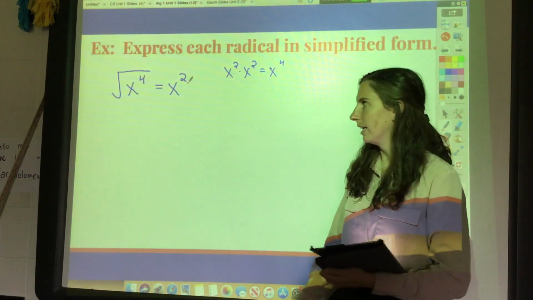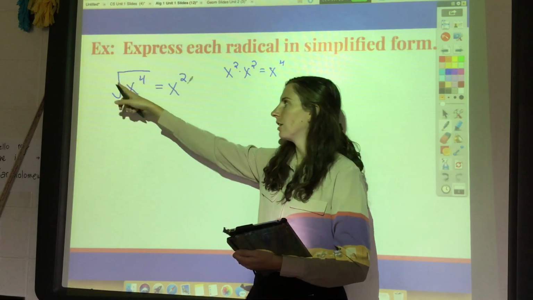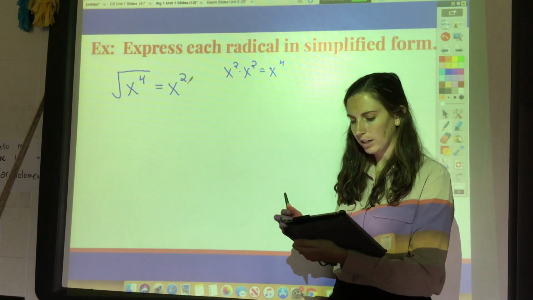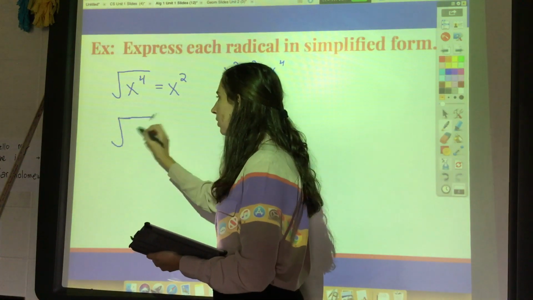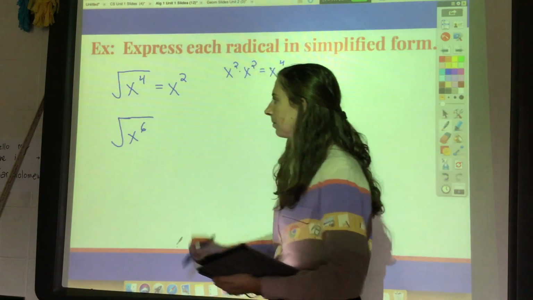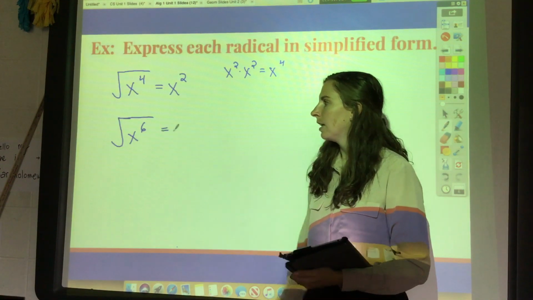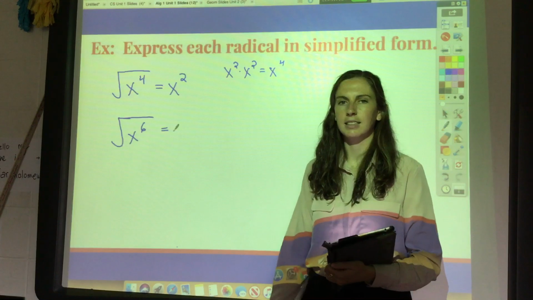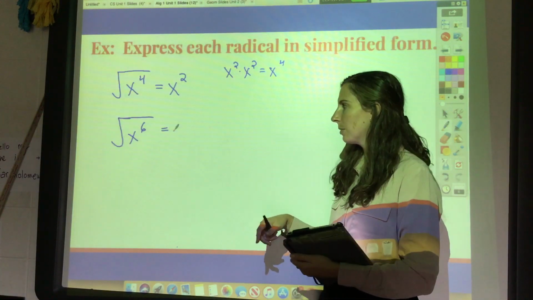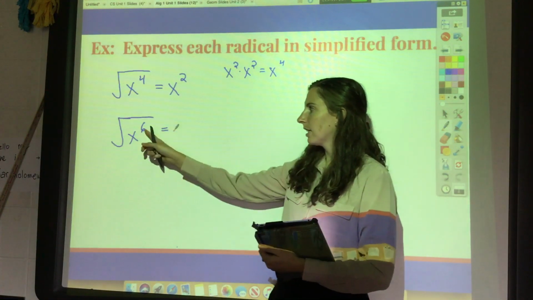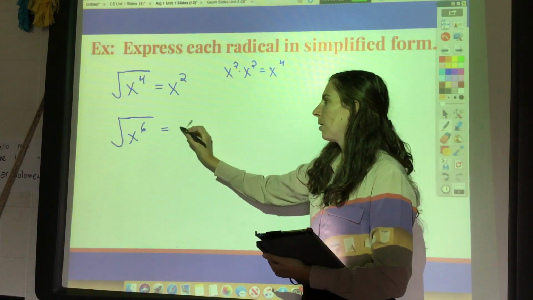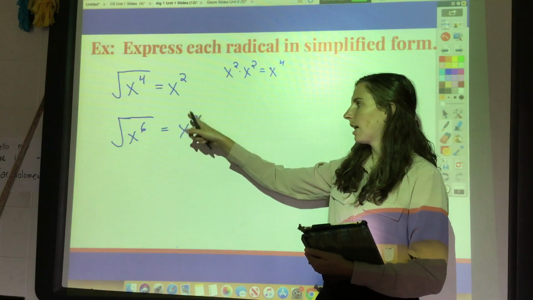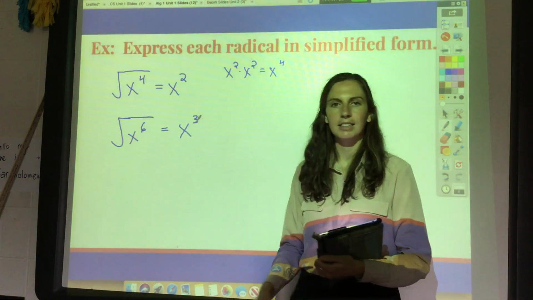Kind of a shortcut is take whatever's here and divide it by 2, and it gives you the exponent you need. For example, let's do the square root of x to the 6th. Again, what times itself will give me x to the 6th? You may just need to play around with some things, or you could think about 6 divided by 2, but the answer is x cubed, because x cubed times x cubed gives you x to the 6th.